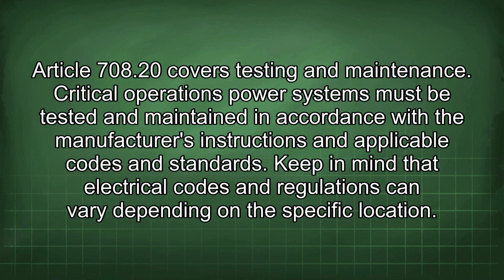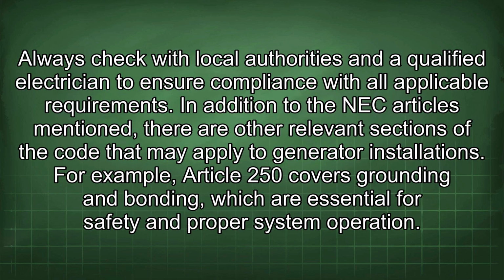Article 708.20 covers testing and maintenance. Critical operations power systems must be tested and maintained in accordance with the manufacturer's instructions and applicable codes and standards. Keep in mind that electrical codes and regulations can vary depending on the specific location. Always check with local authorities and a qualified electrician to ensure compliance with all applicable requirements.